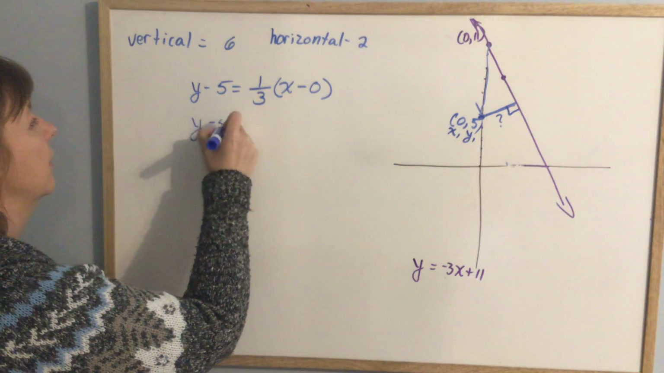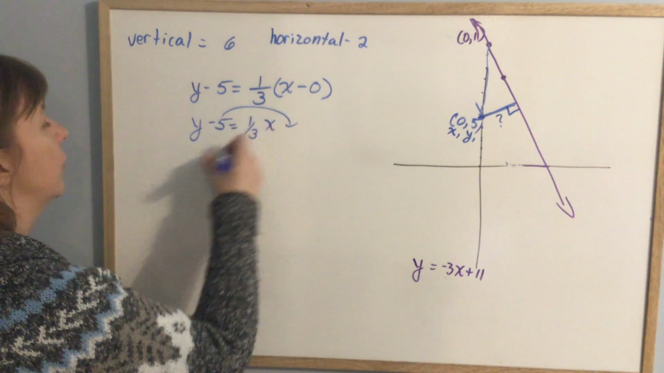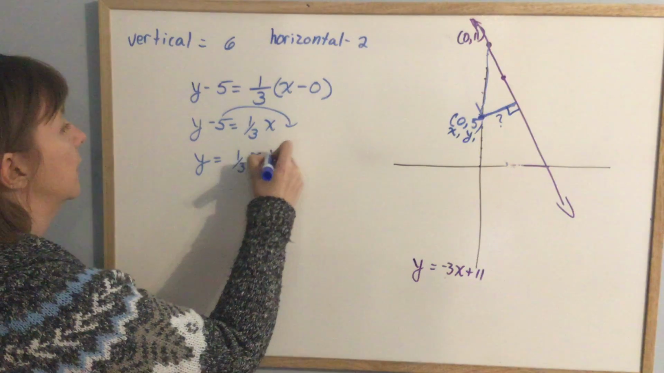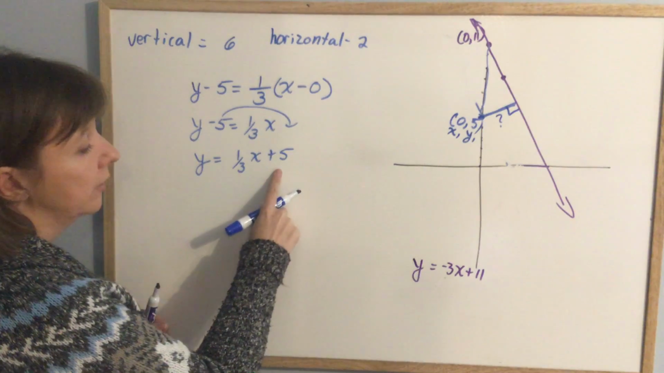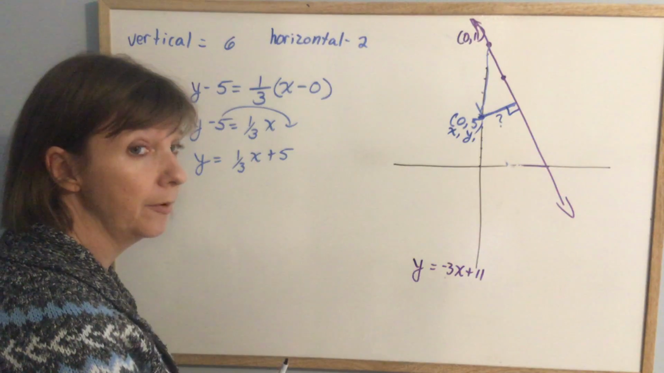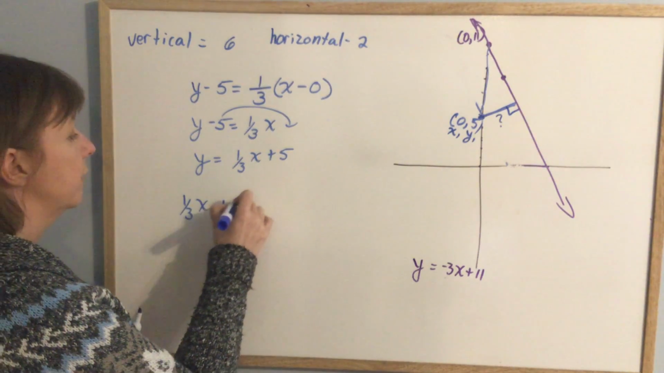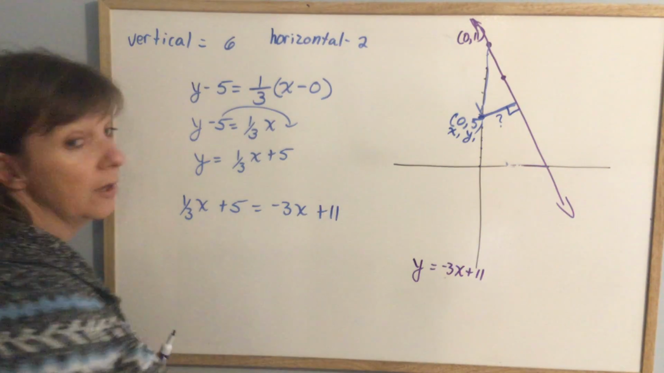So I have y minus 5 is 1/3 x, so I'm going to move the 5 over here, and I have y is equal to 1/3 x plus 5. So if y is equal to this, and y is also equal to this, they're both equal. So I can say that 1/3 x plus 5 equals negative 3x plus 11.